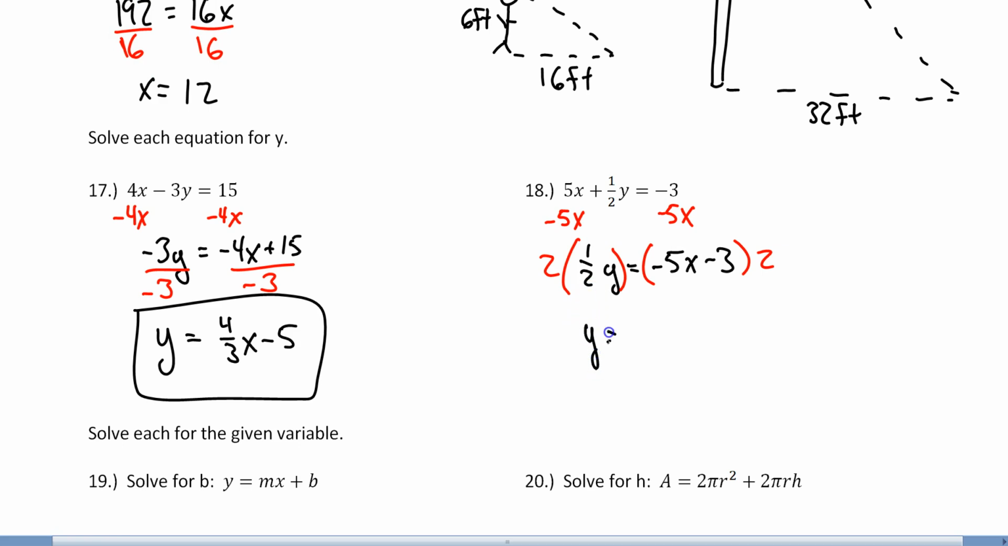So here it cancels, I get y. Here I have to do my distributive property. That's a negative 10x minus 6. And that's it.